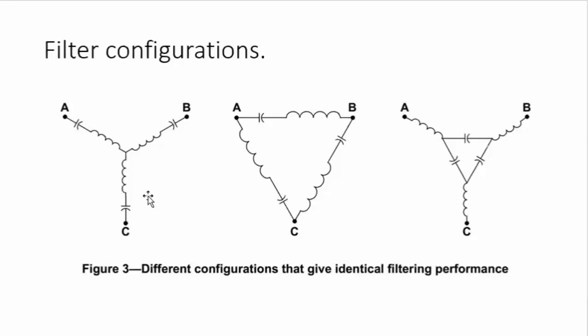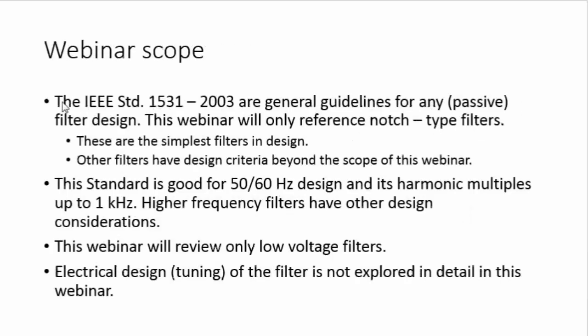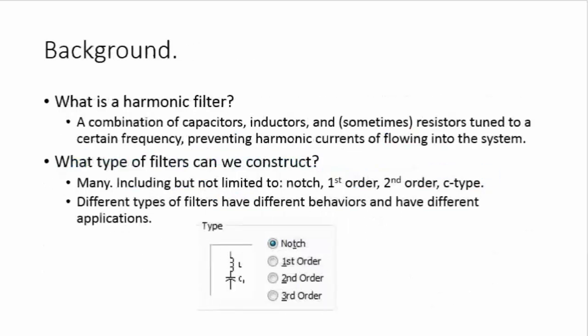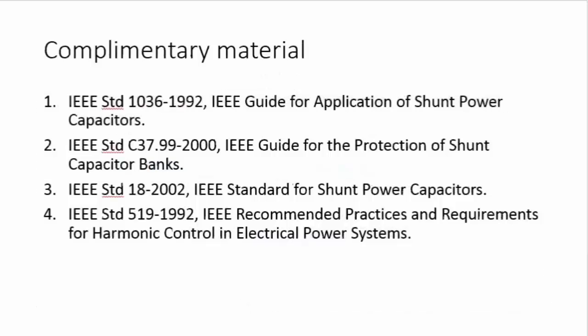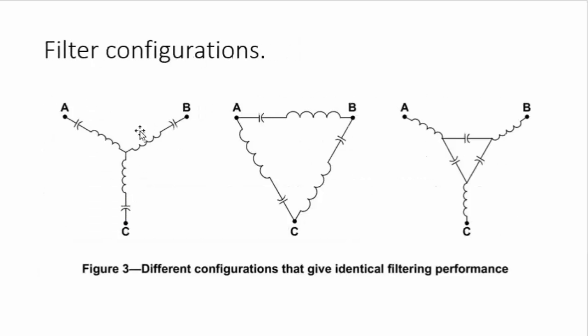So the filter can be configured in many, many ways. It can be done as a Y, as a delta, or as a combination of both, and they can all be tuned to the same frequency. I'm not going to discuss why this filter should be used, or this one, or this one. If you want to know that, please refer to this standard, 1036-9092. In this standard, you will find in detail what's this for, what's this for, and what's this for.